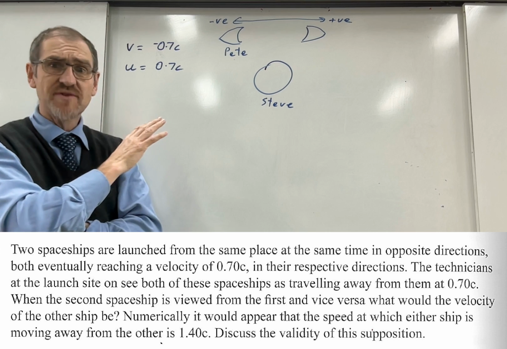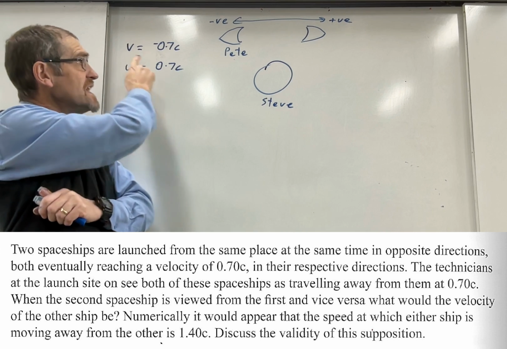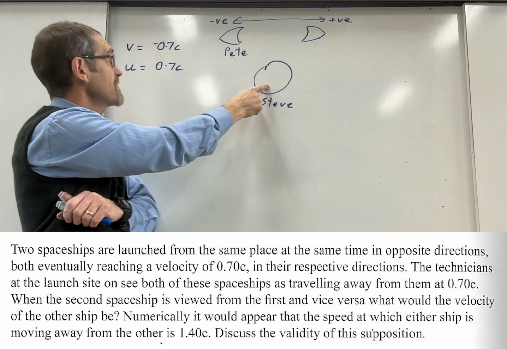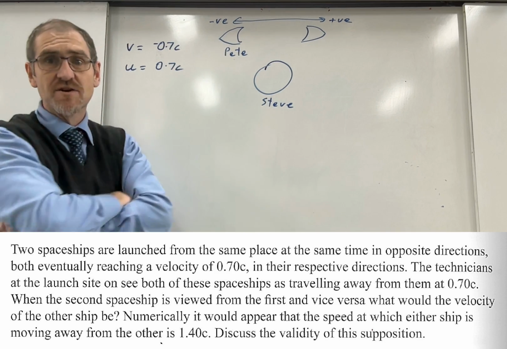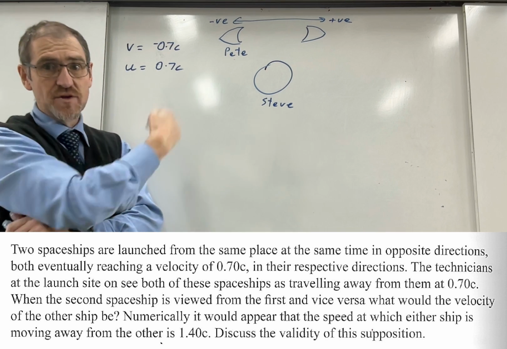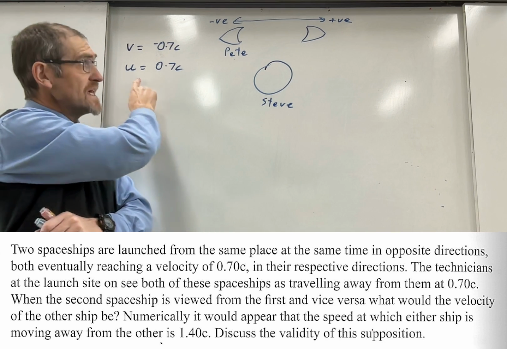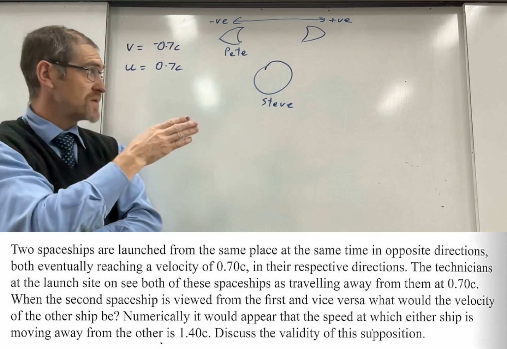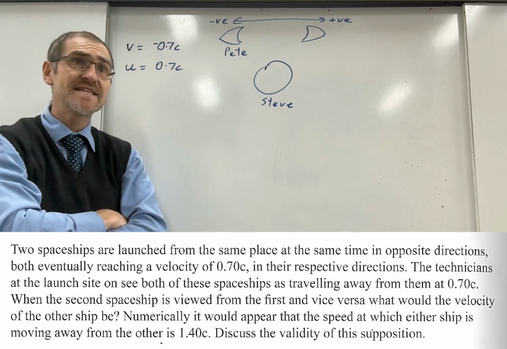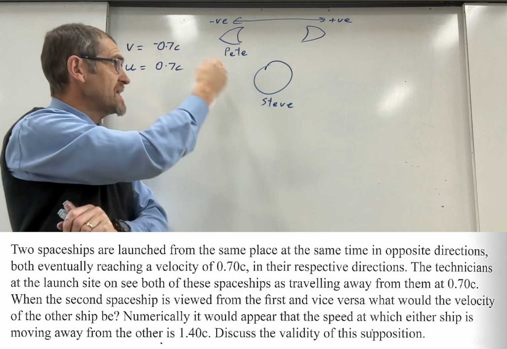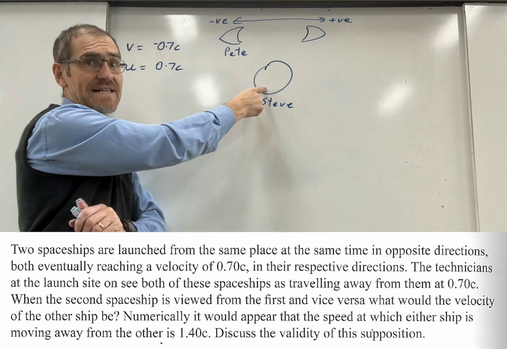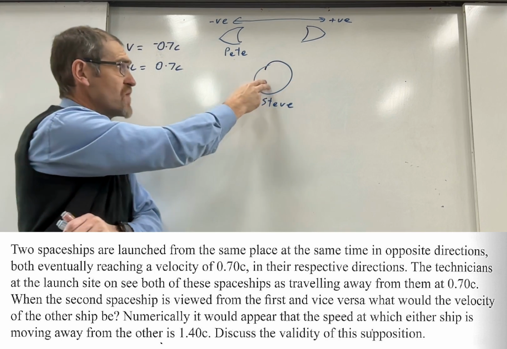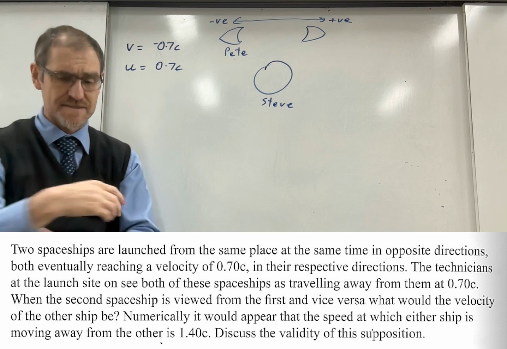Now, for the sake of the Lorentz transformation, we're going to say that v is the velocity of Pete's spaceship relative to Steve in Steve's frame of reference. And that's going to be negative 0.7 c. Negative because it's moving to the left. We're going to say that u is the velocity of that spaceship there from Steve's frame of reference. That's positive because it's moving to the right, and we're going to say that it is moving at 0.7 c. So Pete moving to the left of Steve at 0.7 c. This spaceship here moving to the right at 0.7 c. Both of these relative to Steve's frame of reference.